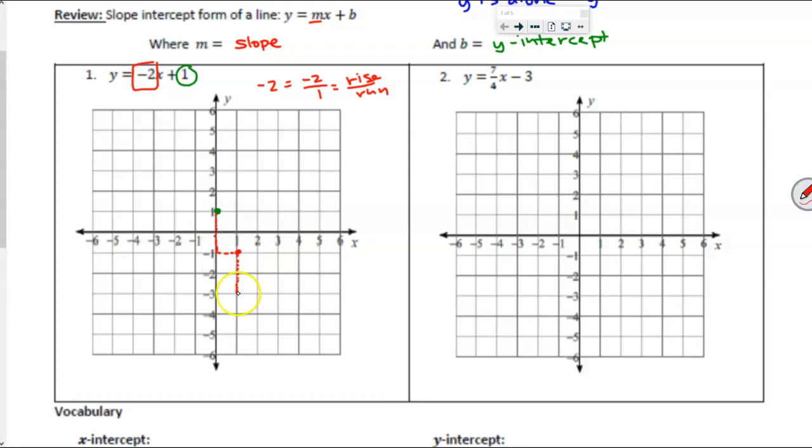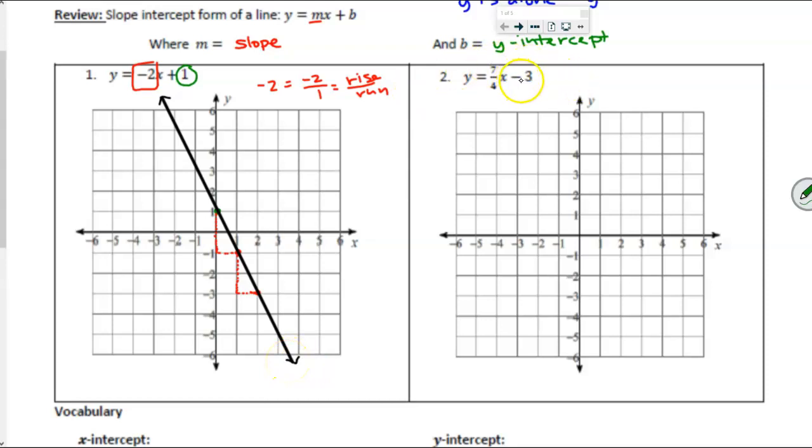There is another point on the line, and I repeat that process. Rising -2 and running +1. We can find multiple points on that line. We always want to make sure that we draw our lines going from edge to edge and being really precise, adding those arrows at the end, showing that that line extends.